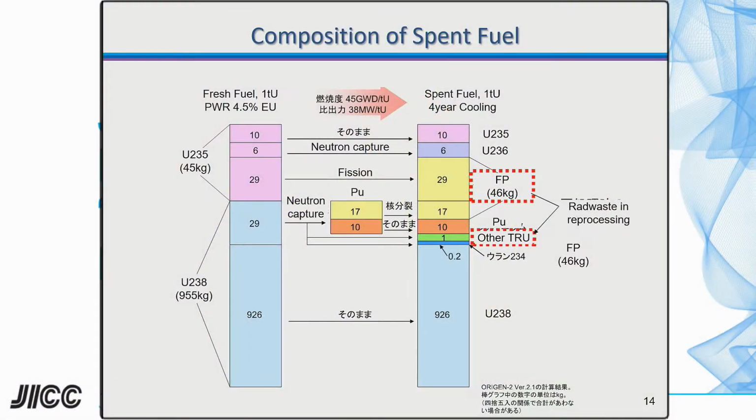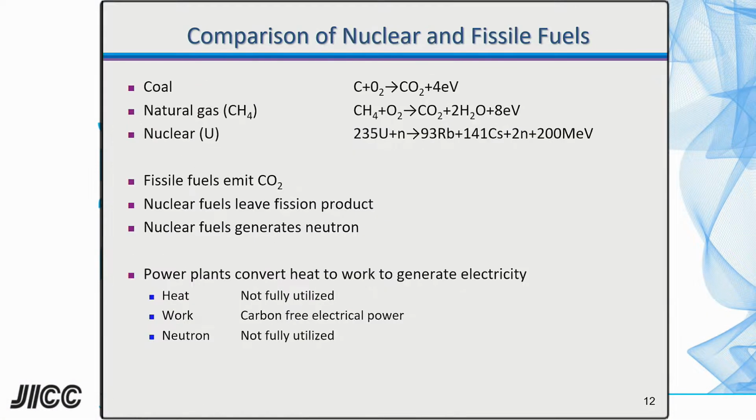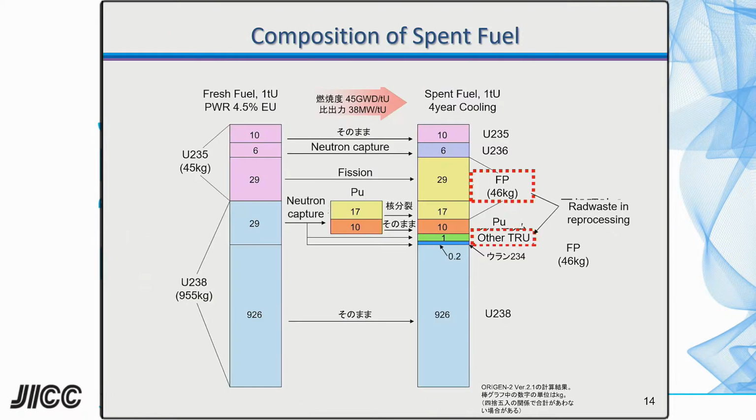The next one is the fission product. In this slide, disadvantage of the nuclear is the fission product produced by the nuclear fission. Okay, this is the composition of the spent fuel. This is a fresh fuel, and the uranium-235, it is about 4.5% of total. And the rest of them is uranium-238. After the nuclear fission, maybe 2 years or 3 years, it turned to this composition.